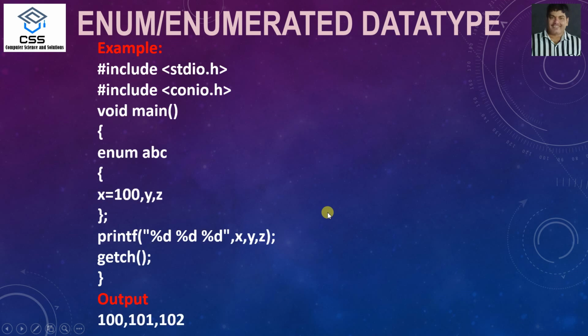Go to the second question, second example. Here is the same example I showed you, x equal to 100, y, z. If x is accessed it is 100, y is 101, z is 102. It means if no value is stored, the default value starts from 0 and onwards incremented by 1. If a value is stored, that value is incremented by 1 for its next element, and hence the values will be 100, 101 and 102 respectively.